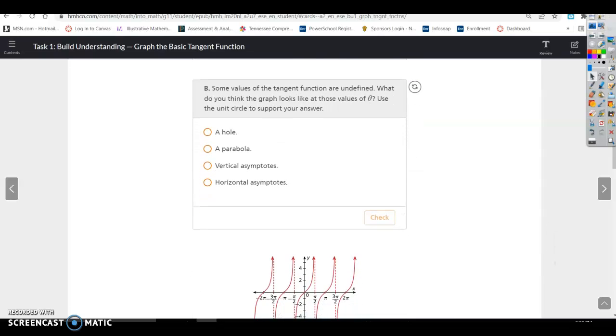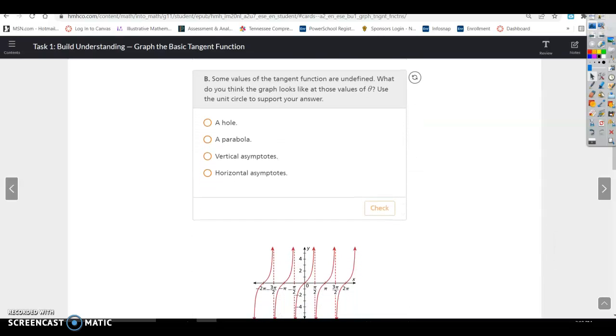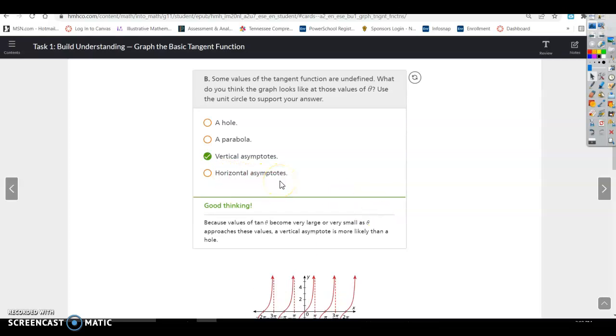All right, some values of the tangent function are undefined. What do you think the graph looks like at those values? We've looked at vertical and horizontal asymptotes before. The horizontal asymptotes we looked at when we had exponential functions, and we could have looked at vertical asymptotes at the same time.